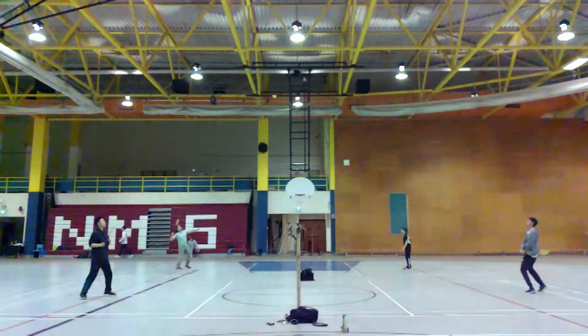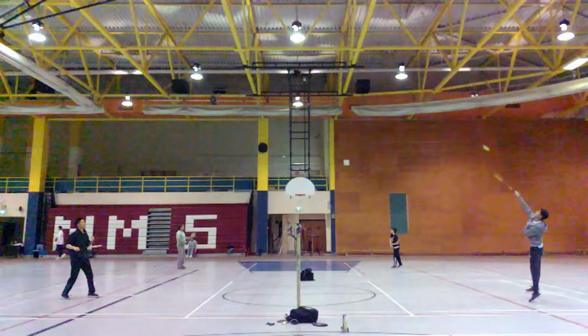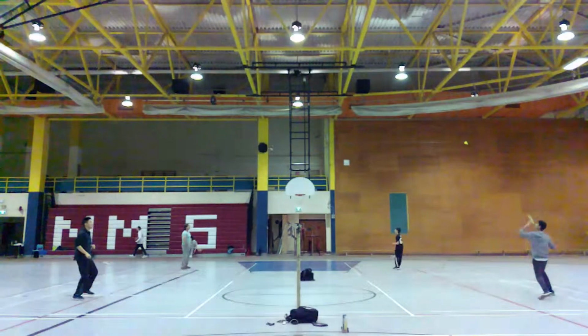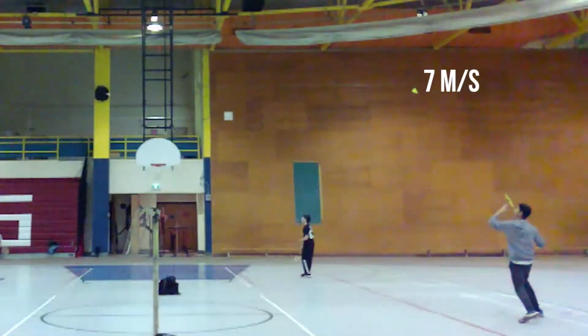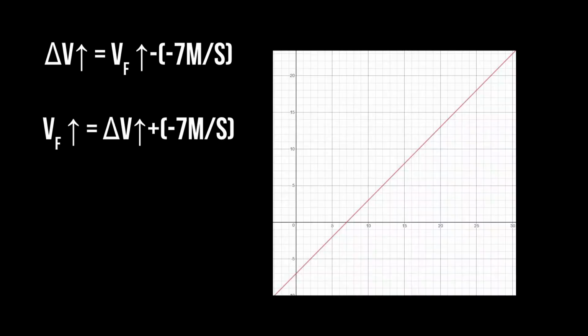By counting the number of frames and using various objects in the frame, which we know the length of, as a reference measuring stick, we calculated the average shuttle speed before being hit to be roughly 7 meters per second, with an error of about 1.5 meters per second. Therefore, because the initial velocity remains about the same, the final velocity and the change in velocity are directly proportional, with the final velocity being equal to the change in velocity minus 7 meters per second.